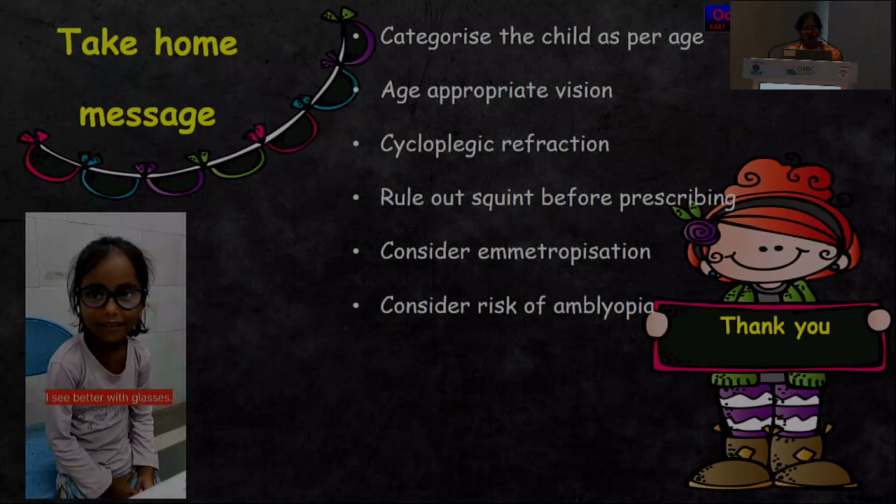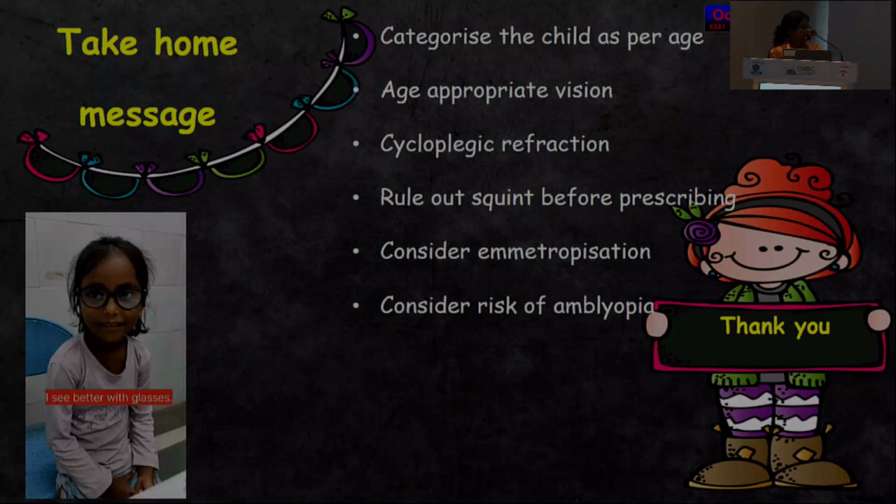So the key points are: categorize the kid first as per age, then employ age-appropriate visual acuity methods, do a cycloplegic refraction which is a must, rule out squint before prescribing, and consider the role of emmetropization and risk of amblyopia. Thank you. Thank you for a very good talk.